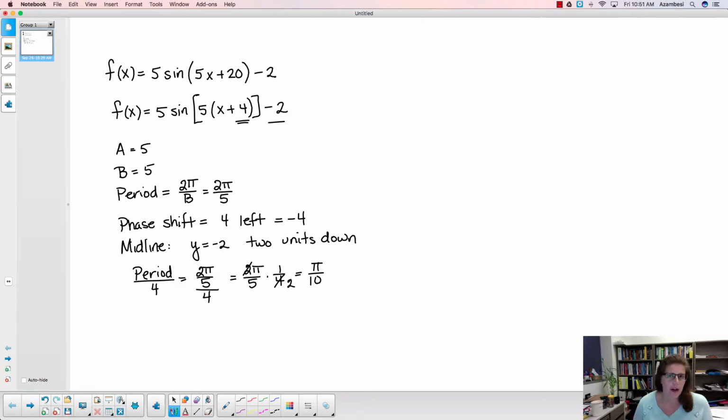All right, now before I go to graph this, the first thing I want to talk about is the phase shift versus the period marks. So we have a phase shift that is 4 units. It's not in units of pi. And then we have to put tick marks on the graph every pi over 10. So that is hard to mark on the graph just because they're not in similar units.